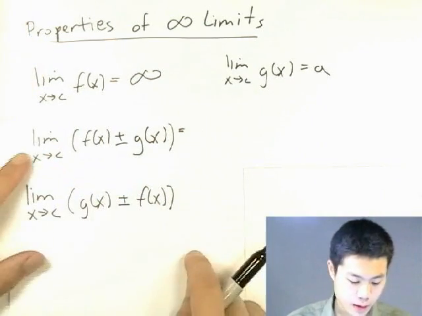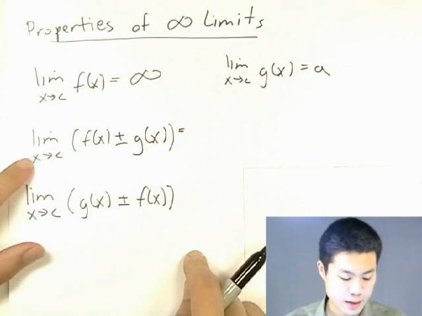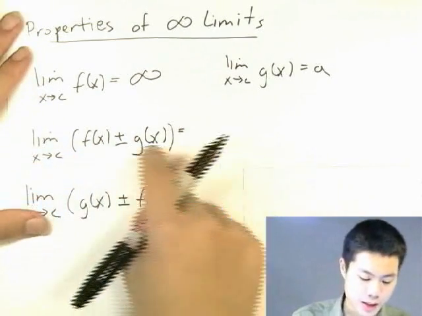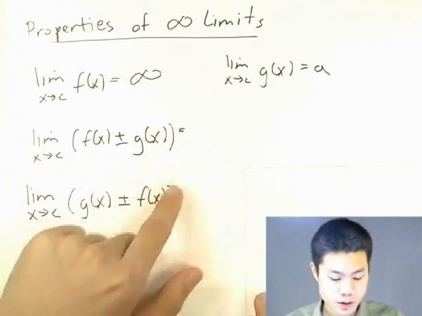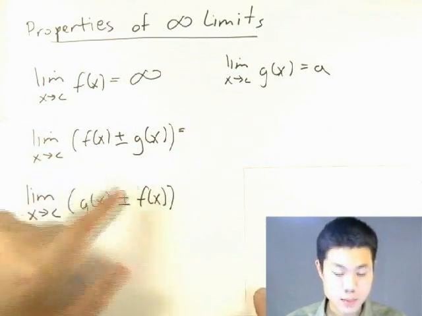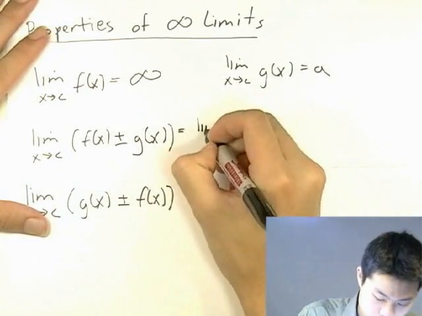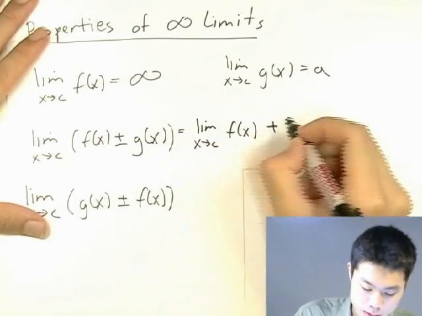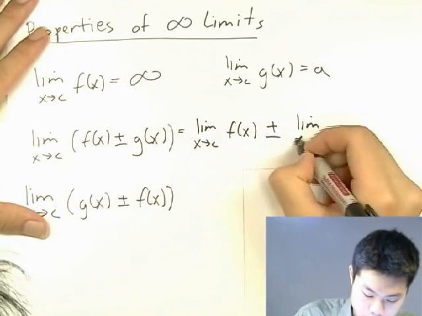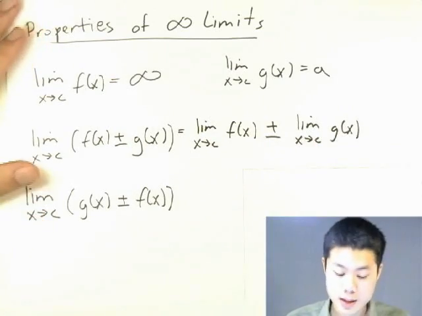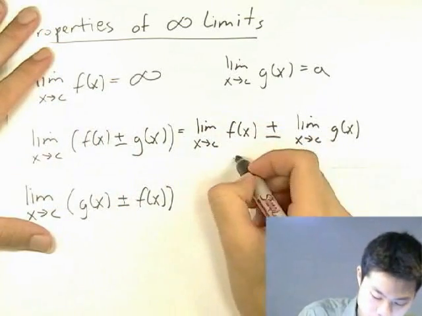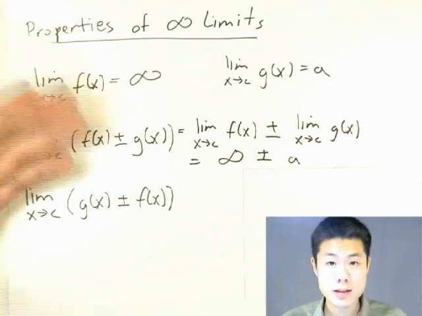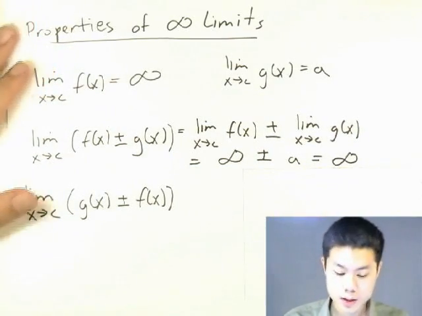So first example here is the limit of f of x plus g of x as x approaches c. If we're doing a limit of the sum of two functions, we can simply do the sum of each limit individually. So this is equal to the limit of f of x as x approaches c plus or minus the limit of g of x as x approaches c. The first limit is equal to infinity. The second limit is equal to a constant. Infinity plus or minus any constant is still infinity. So there you go. The answer is infinity.